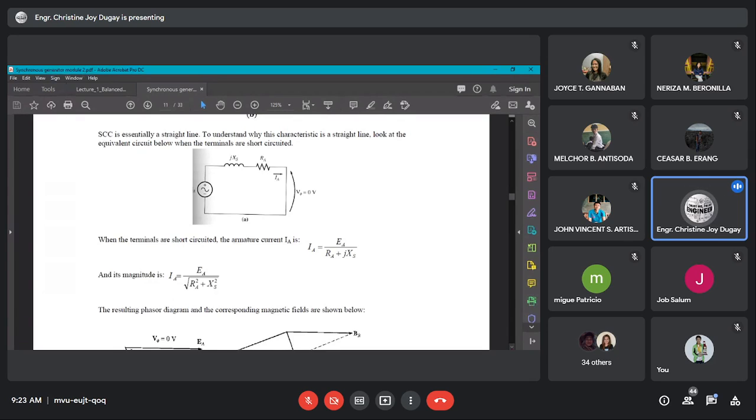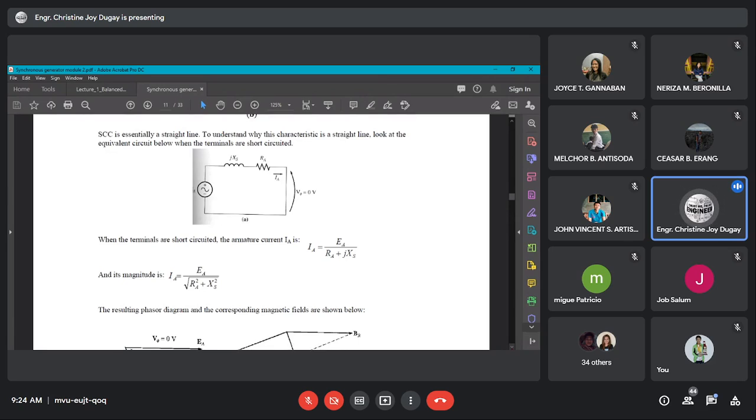So when the terminal is short circuited, the armature current po natin is equal to, parang magsiseries na ang... So ang IA po natin is equal to EA over RA plus jXS. Tama po ba yung circuit niya? So kung kukunin nyo ang value ni EA, sa magnitude po niya, since magnitude ang pinag-uusapan, kunin nyo ang square root ni RA squared plus XS squared. Or that is the magnitude of, magnitude po yan ng Z po natin.